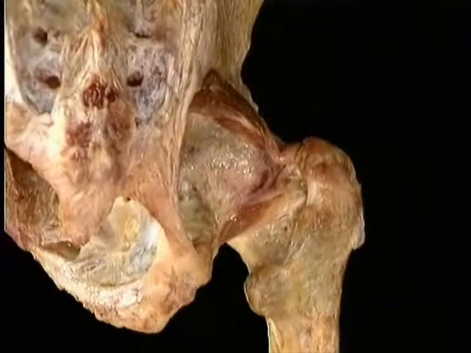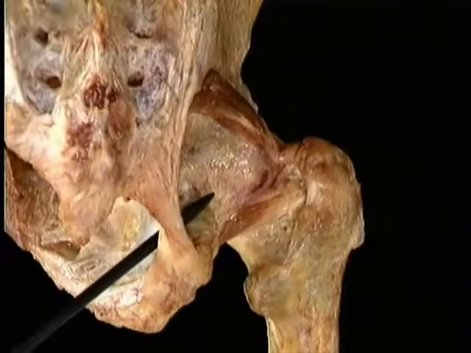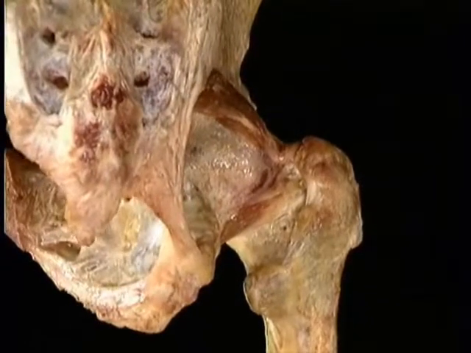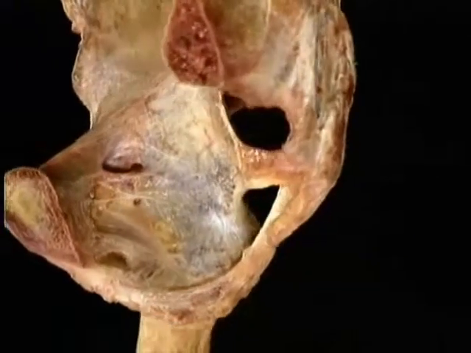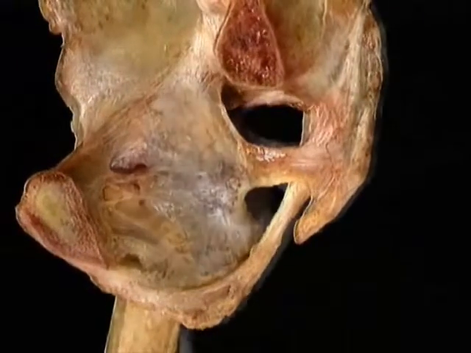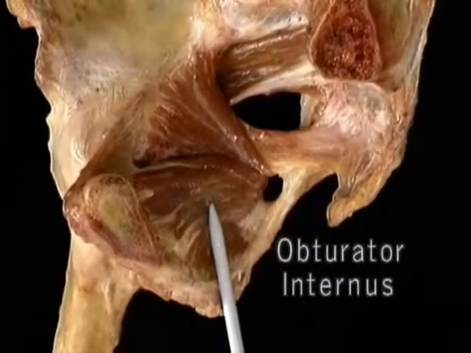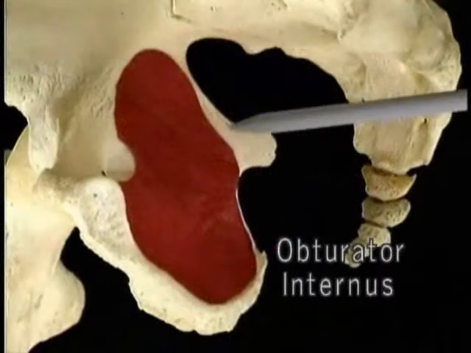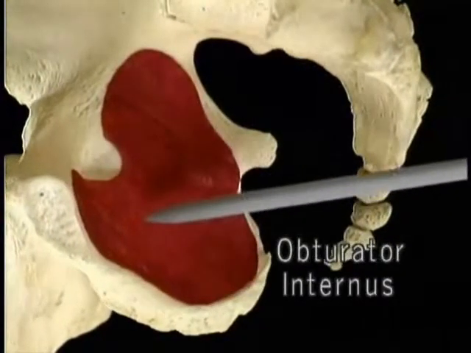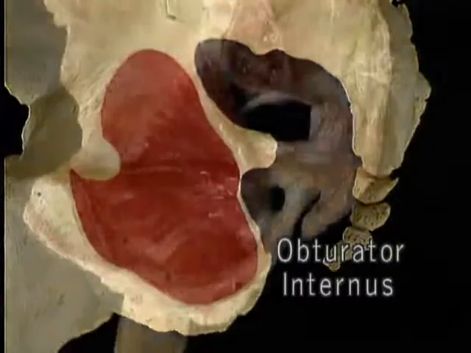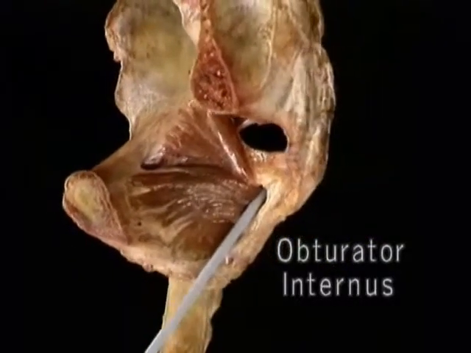Next we'll see obturator internus, which comes around the back of the ischium here from inside the pelvis. We'll go around this way to see where it arises. Here's obturator internus. It arises from this wide area on the ilium and ischium, and from the obturator membrane. It leaves the pelvis through the lesser sciatic foramen.